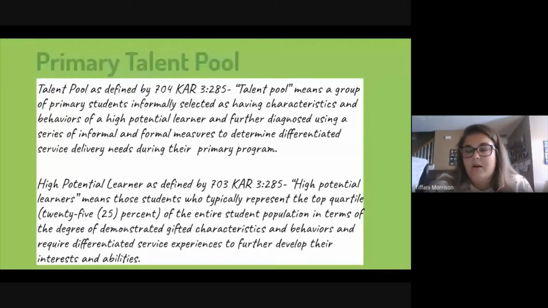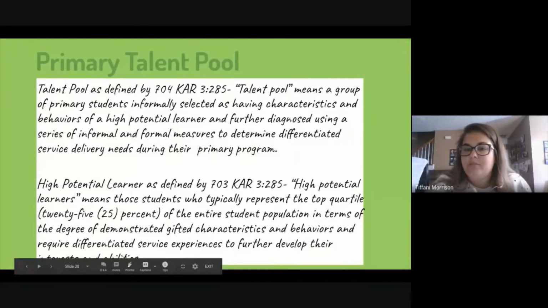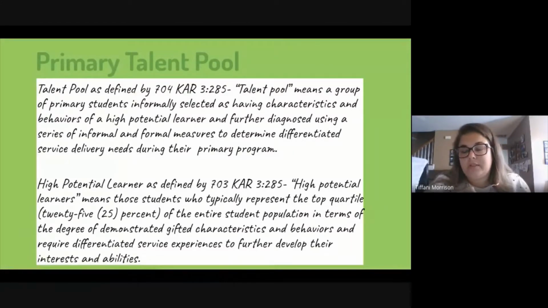Now, there are actual law and regulation about gifted and talent pool. Talent pool is just the group of primary students informally selected as having characteristics of behaviors of high potential learners. And this is found through a series of informal and formal measures. Now, when I say high potential learner, that is those students that actually show gifted characteristics and behavior, and that's usually the top 25% of your population.